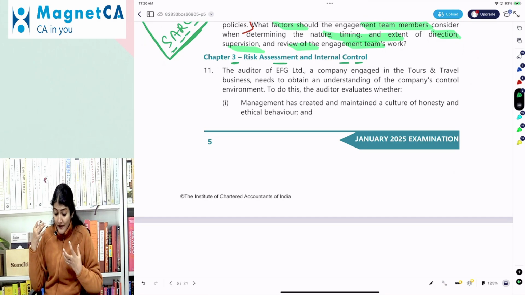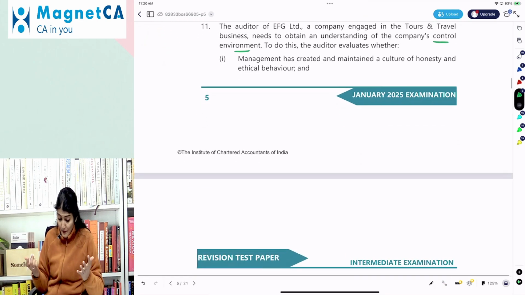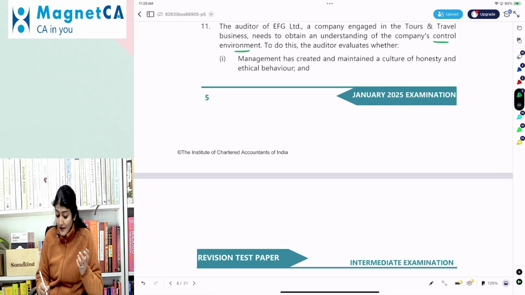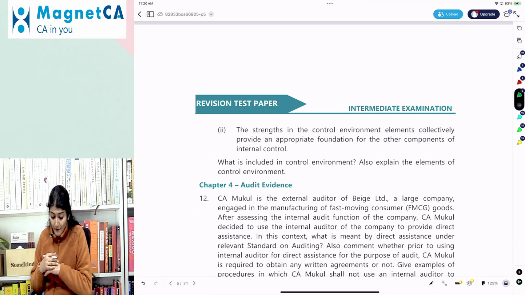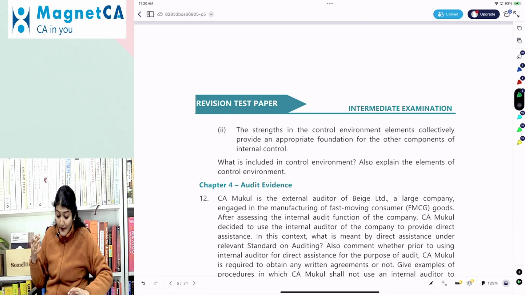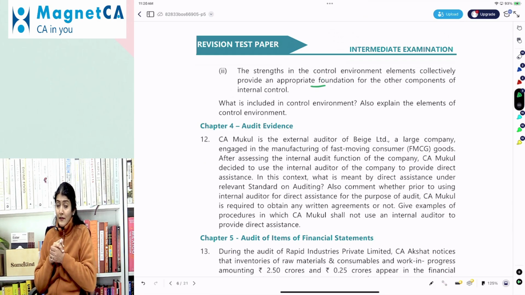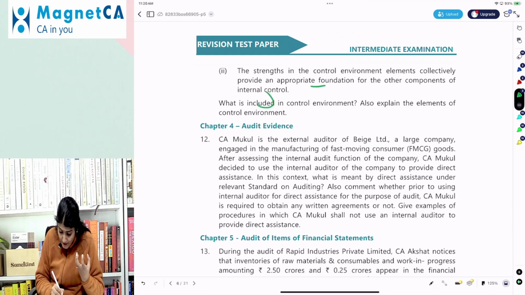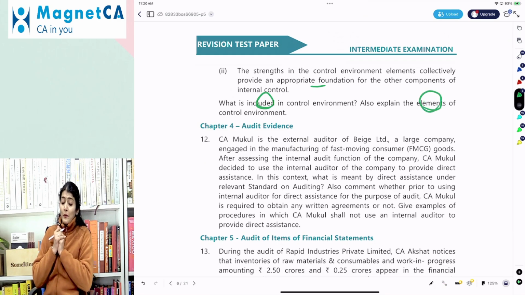The auditor of EFG Limited, a company engaged in the tours and travel business, needs to obtain an understanding of the company's control environment. To do this, the auditor evaluates whether management has created a culture of honesty, ethical behavior, and the strengths of control environment elements, which collectively provide an appropriate foundation for the other components of the internal control. What is included in control environment, also explain the elements of the control environment.